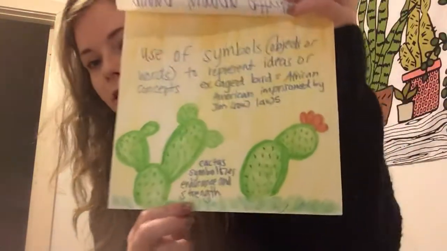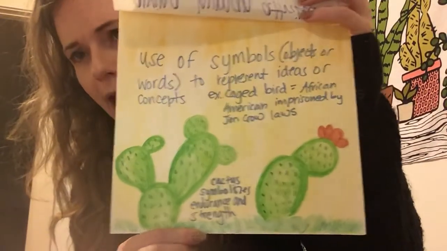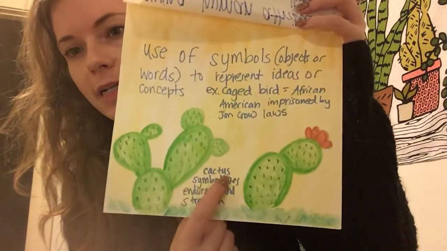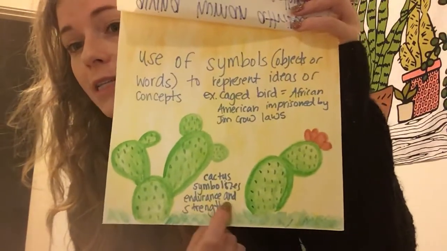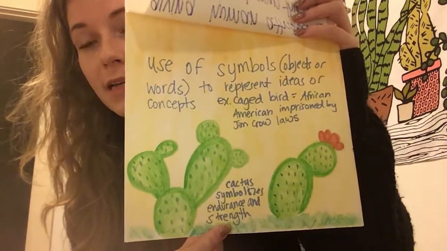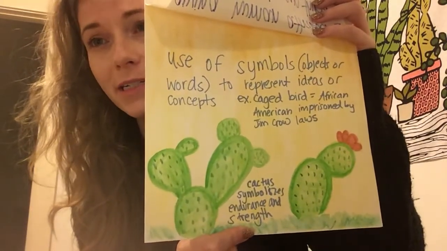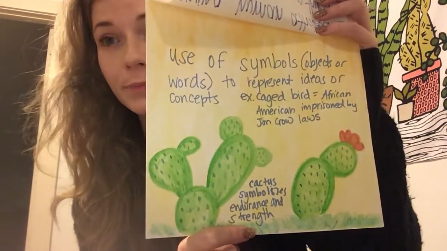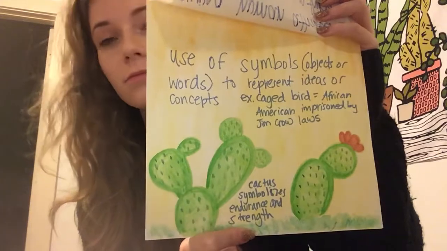Another example, as you can see, since I drew cactuses, or cacti? Yes, cacti, that's the plural. So cactus could symbolize endurance and strength because they're able to weather hot and miserable environments and endure because they are strong. So that's another example of symbolism. So I'm going to go ahead, fold all this back down, and show you once again what your foldable is going to look like.